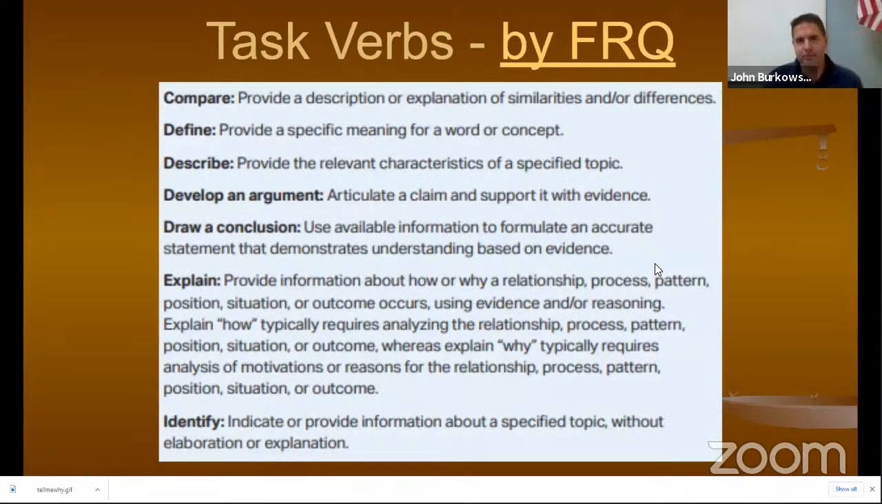All right, you have the task verbs by FRQ. In this particular case, you will be using define. You may want to define your evidence. Describe, for sure. You want to bring in relevant characteristics of the evidence that you use. You will earn a point for that. Here is something explicit to this FRQ. Develop an argument. This is where you will articulate a claim in support of evidence, meaning a thesis. You must come up with a defensible claim and argue in support of it. We're going to dive into that.